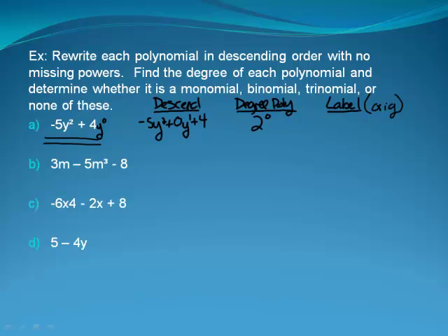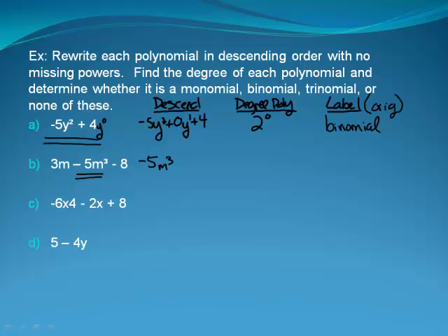You would agree with me that there are 2 terms there, and so that original problem was a binomial because there were 2 terms. All right, 3m minus 5m cubed minus 8. We're going to write that in descending power order. So the highest powered term is that m cubed. You want to carry the coefficient and the sign with it. So we've got negative 5m cubed.